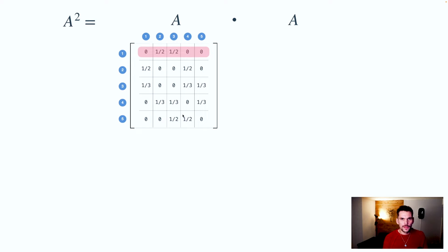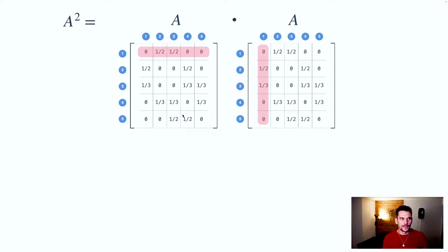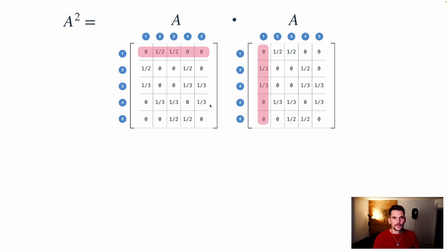Okay, so here we have A, and here we have A, it's the same matrix. If we wanted to calculate the top left entry of our matrix A squared, we would multiply this row vector with this column vector. So we would have 0 times 0, 1/2 times 1/2, 1/2 times 1/3, 0 times 0, 0 times 0, and that would end up in a sum.